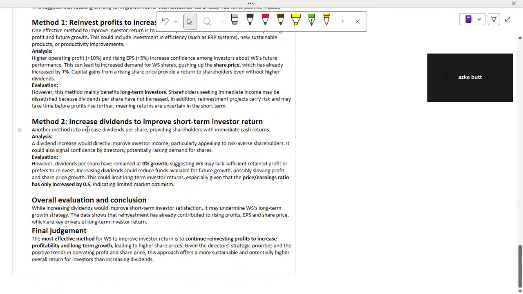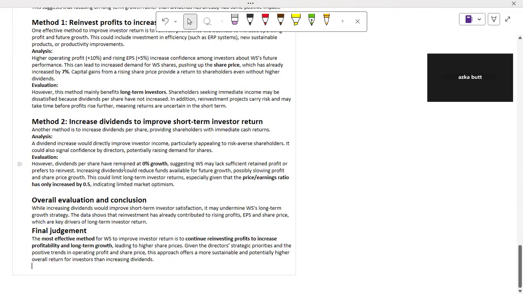The second method they could use is to increase dividends to improve the short-term investor return. So another method is to increase dividends per share, providing the shareholders with immediate cash returns. A dividend increase would directly improve investor income, particularly appealing to risk-averse shareholders, like shareholders who don't want to invest in a very long-term project so that they will not be able to receive the dividend in the short term. It could also signal confidence by directors, potentially raising the demand for shares.